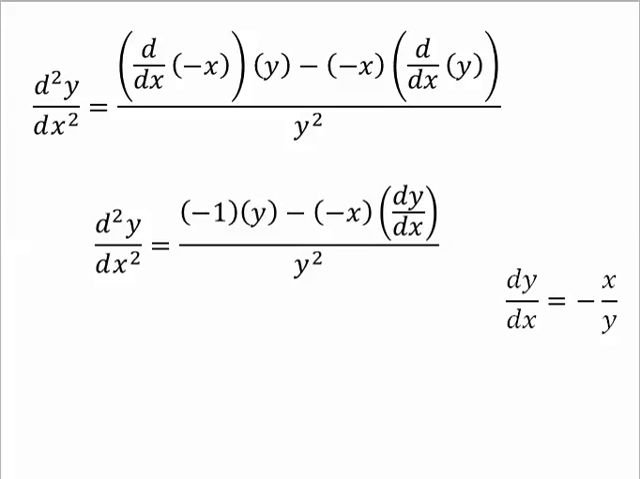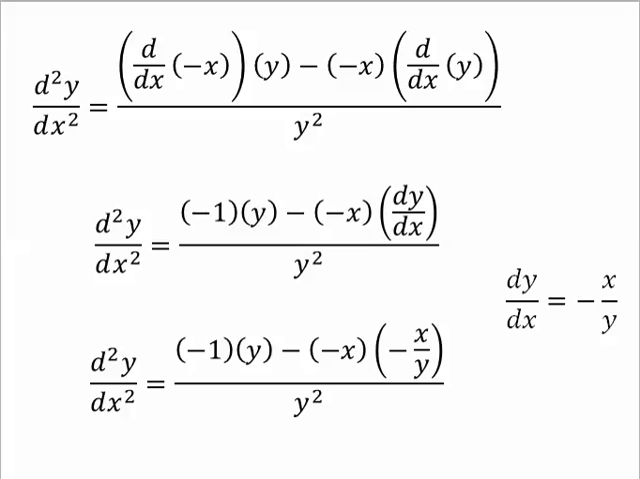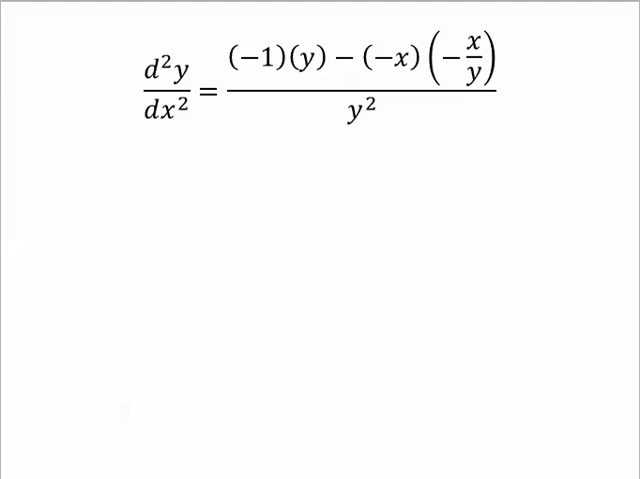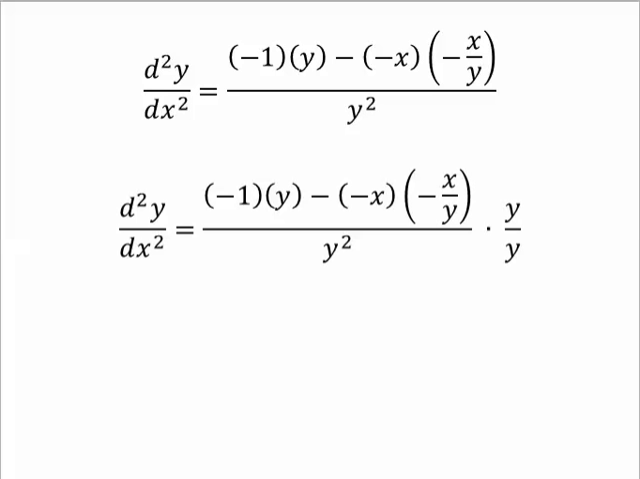Wait a minute, now this is very interesting. dy/dx, we know what that is. dy/dx is equal to negative x over y. So instead of dy/dx, let's put in negative x over y. Now that looks a little bit better, but we certainly have some more cleanup to do. What I suggest we do is we multiply the top and the bottom by y. So it will look like this.